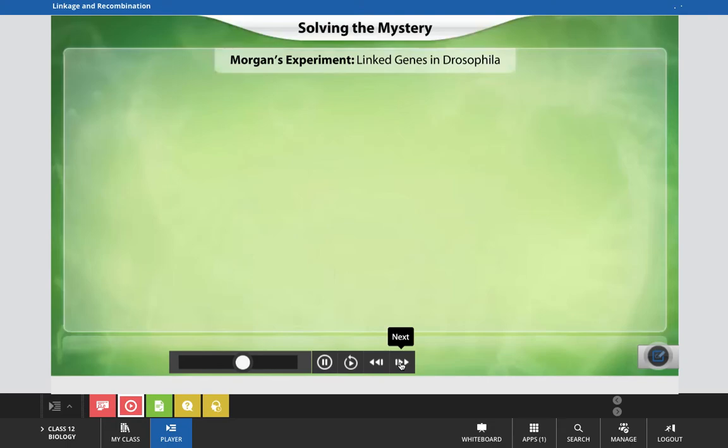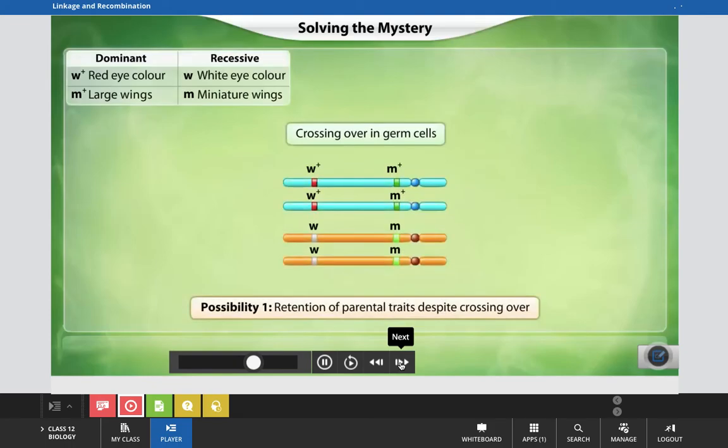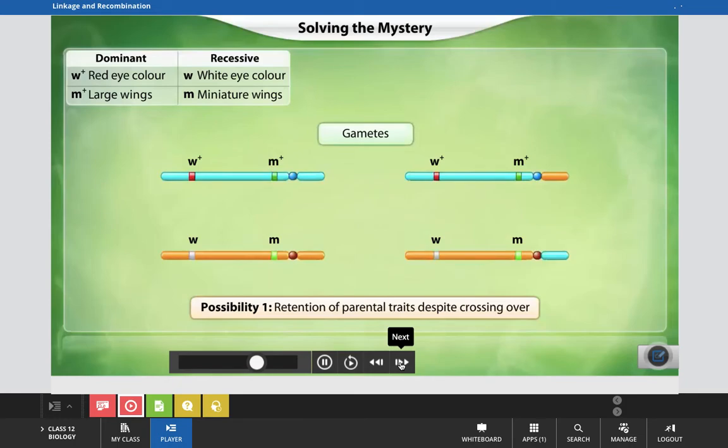But in Morgan's experiment, the genes for the Drosophila's eye color and wing size were located not very far apart on the X chromosome. Now, crossing over can take place anywhere on the chromosome, and it doesn't necessarily lead to recombination. Morgan termed this condition as linkage and the genes as linked genes.